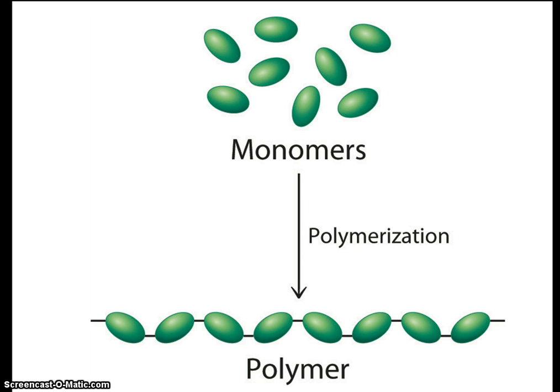Here's the general formula that we're going to follow: we take individual monomers, whether they're amino acids, monosaccharides, or whatever the individual pieces are, and we link them together to make a polymer. So a protein is a polymer formed of the monomers called amino acids. We can take the monomer of nucleotides and string them together to make the polymer, which is going to be a nucleic acid or DNA.